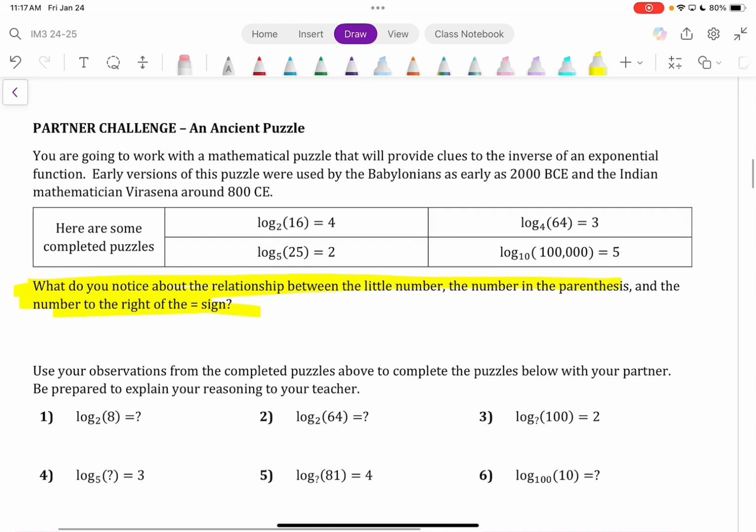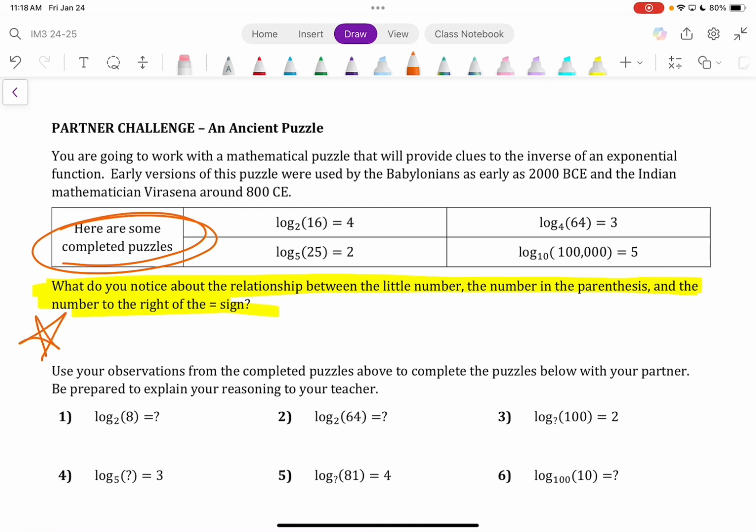What do you notice about the relationship between the little number, the number in parentheses, and the number to the right of the equal sign? So you're looking at the completed puzzles, and you are answering this question in a sentence. Do not move ahead to answering the questions down below, because you only have 4 minutes, and in those 4 minutes, I want you to write a sentence. So time starts now. 4 minutes are on the clock. You may begin.